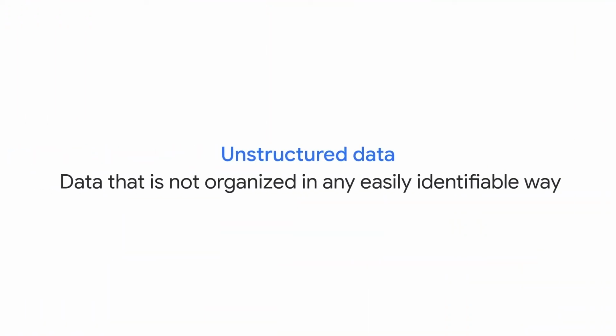Next, let's check out semi-structured and unstructured data. Unstructured data is data that is not organized in any easily identifiable way. It lacks a predefined structure and can include text, images, videos, and more. Examples of unstructured data include social media posts and audio recordings. Unstructured data is valuable because it can be used for such a wide variety of purposes, even though it's more challenging to process and interpret.